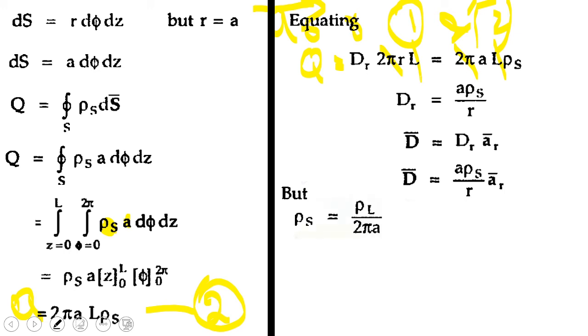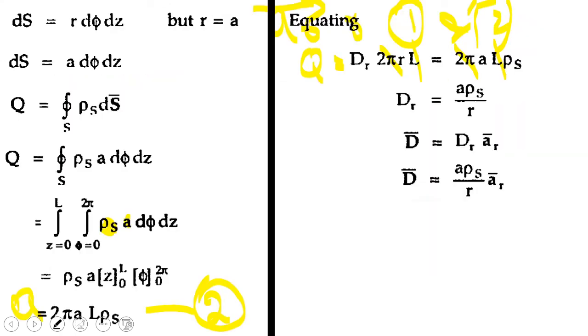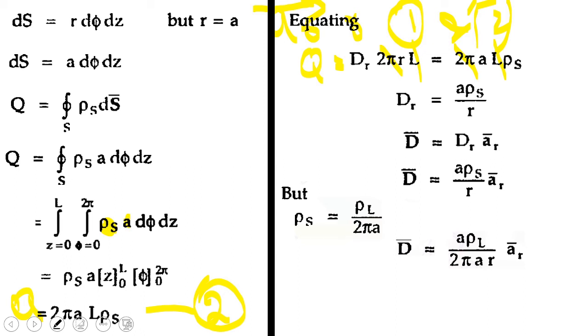What is rho s now? We only found rho s, the relation between surface charge density and line charge density: rho s is equal to rho L by 2 pi A. So we can substitute the value of rho s in the above. So you will get D is equal to A rho L by 2 pi A R into AR vector. This is what you derived from Coulomb's law also. So this is with respect to D.